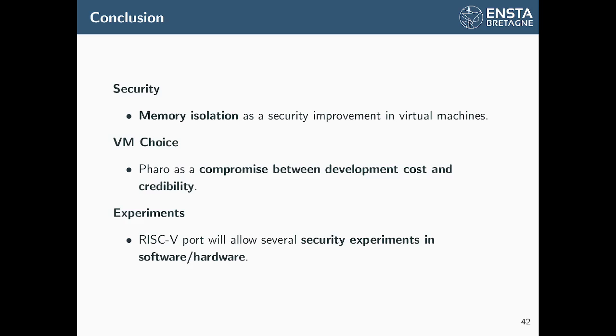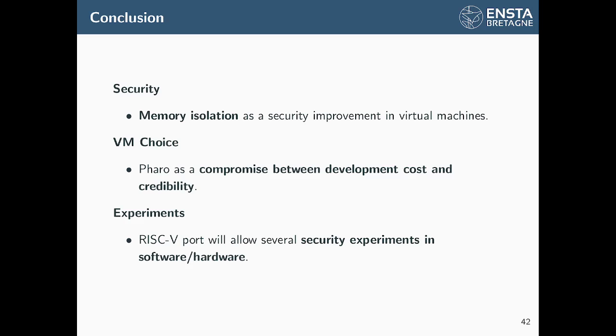So in conclusion, on the security side, memory isolation seems to be a security improvement in virtual machines that can come at not-so-low cost, but hardware enforced. So you can have a VM that's secure by construction. For the VM choice, we chose Pharo as a compromise between development cost in terms of porting the VM to RISC-V, since it already has a test harness and a JIT compiler, and credibility.